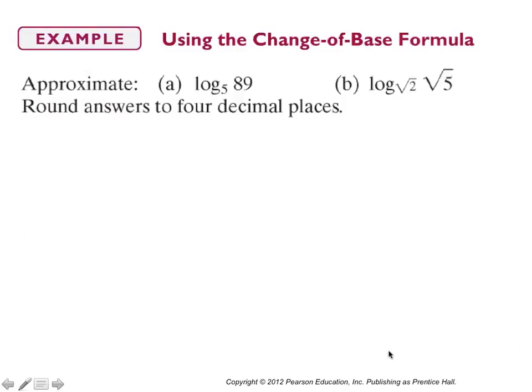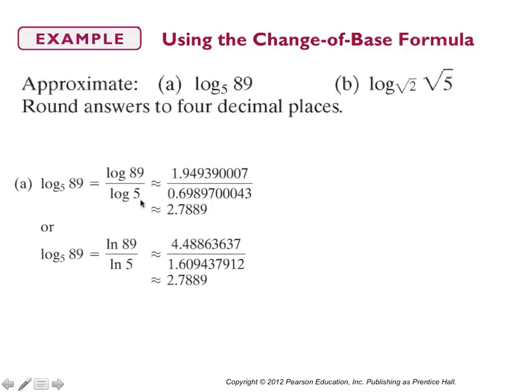So let's say we want to approximate log base 5 of 89. All we have to do is take log of 89 and divide it by log of 5, or you can take ln of 89 and divide it by ln of 5. Now, you can't pick a log from one and a natural log from the other. You have to be consistent. So if you're going to use log of 89, you have to use log of 5. If you're going to use ln of 5, you have to use ln of 89. You can't flip-flop them. But when you divide, either way, you should get about 2.7889.